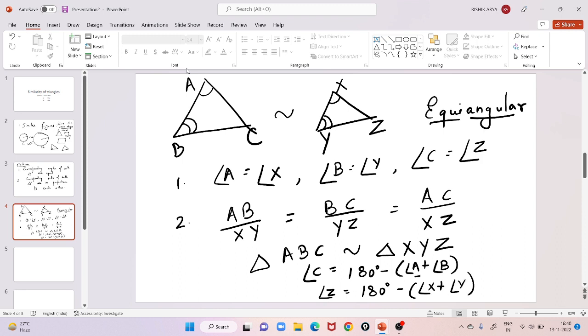So, if A is equal to X and B is equal to Y, then obviously C will become equal to Z. So, if any two angles are equal to one another in two triangles, then they are equiangular and they will be similar to each other. Now you must be getting one question in your mind: what is the difference between similar triangles and congruent triangles?